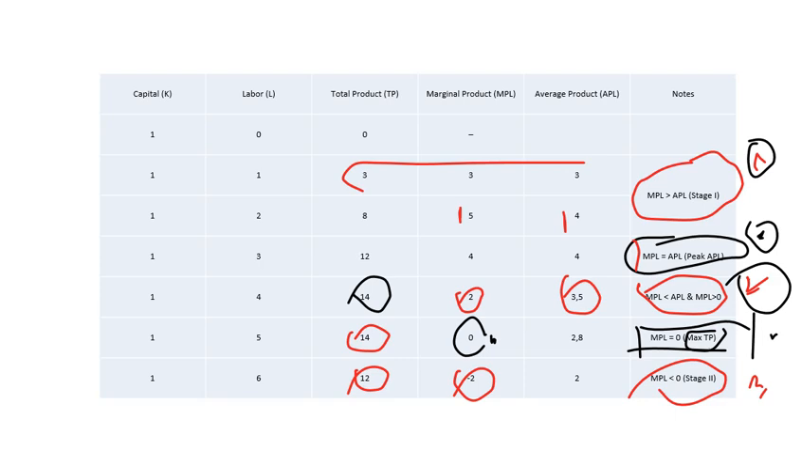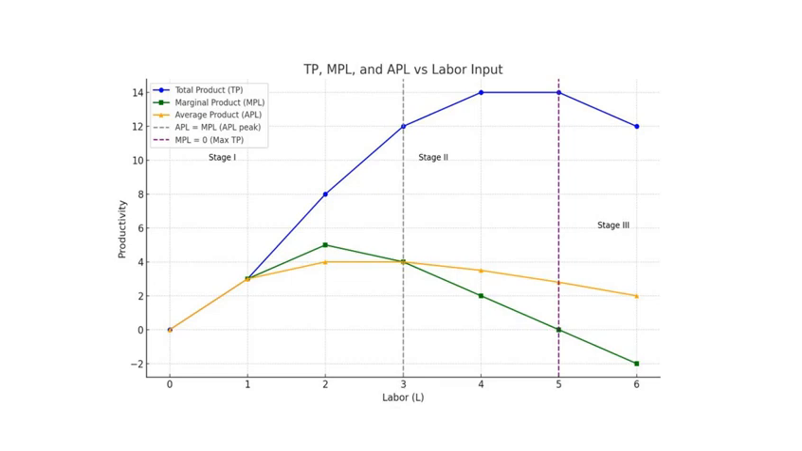And we can notice something here. As we said, in the first stage TP is increasing at an increasing rate. In the second stage it is increasing but at a decreasing rate, and in stage 3 TP is decreasing. So in both stage 1 and stage 2, TP is increasing as MPL is greater than 0, it is positive. And we can visualize these different stages on this graph.